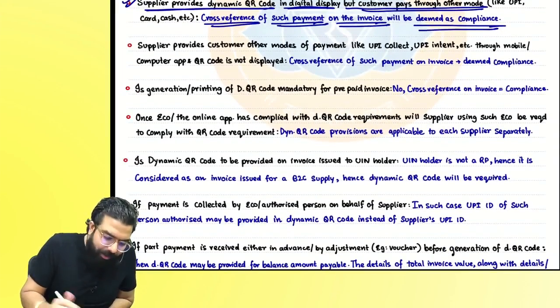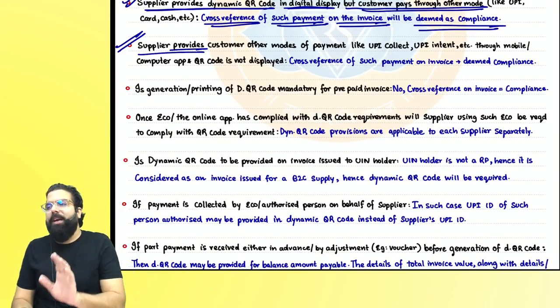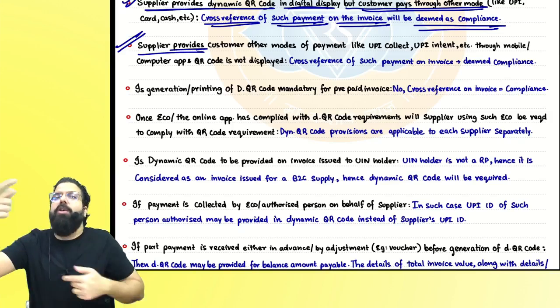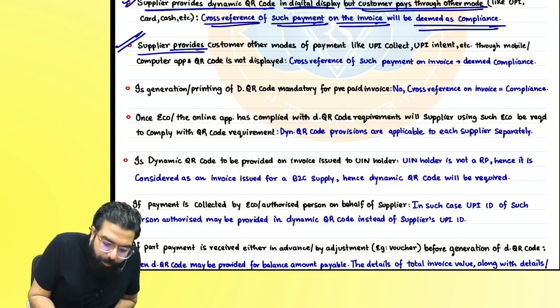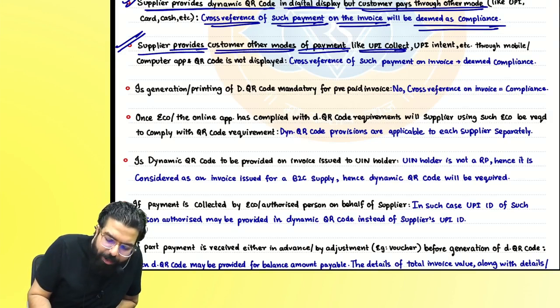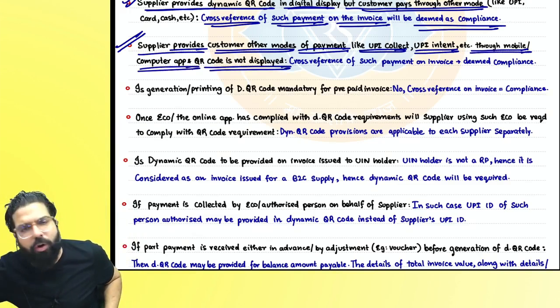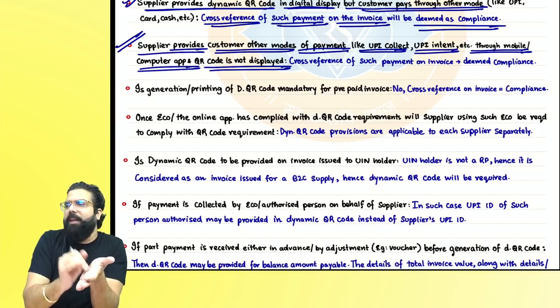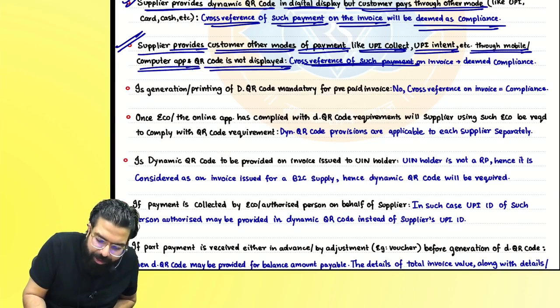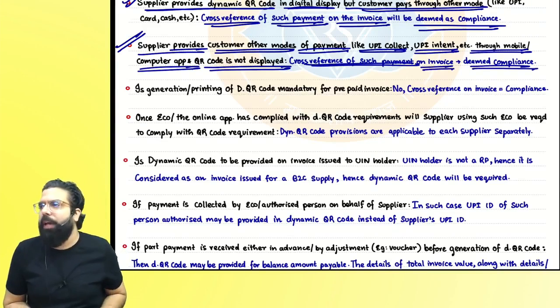Then, sir, they went ahead and asked, sir, supplier provides, I am providing, sir. I don't provide a QR code, but I go ahead and send a UPI request and I am going ahead and receiving the payment. So, supplier provides customer other modes of payment like UPI collect, UPI intent through mobile or computer app, and QR code is not displayed. Government is telling that is also an electronic online payment only. However you are taking the payment, you have to go ahead and give a cross reference in the invoice. Cross reference of such payment on the invoice will be deemed as the compliance. How you receive the amount, that you have to put in the invoice.